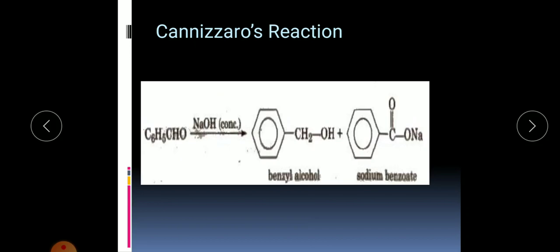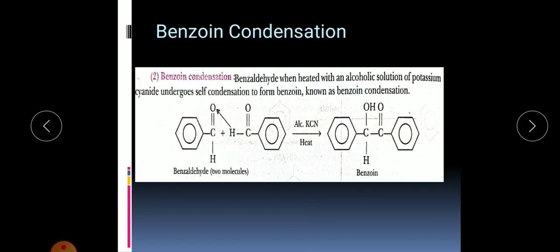Next reaction, a very important reaction, Cannizzaro's reaction. This we have already seen in our aldehydes and ketones reactions. Aldehydes without alpha hydrogen atom, when treated with concentrated sodium hydroxide, will form one molecule of alcohol and one molecule of sodium salt of carboxylic acid. Over here we have taken benzaldehyde. When it is treated with concentrated sodium hydroxide, it will form benzyl alcohol and sodium benzoate. This is Cannizzaro's reaction.